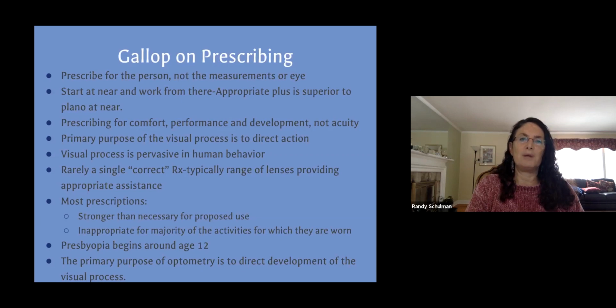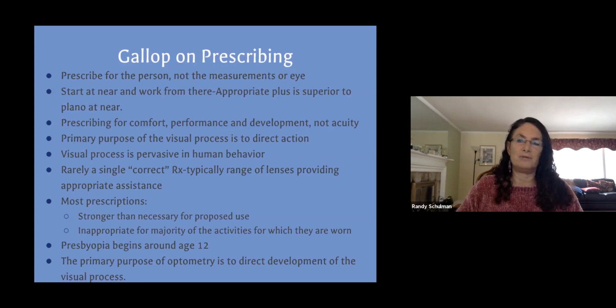The primary purpose of the visual process is to direct action. Again, that's a summary of Kraskin's philosophy. And that vision is pervasive in human behavior. We're using vision for everything. He also talked a lot about there's really never one prescription that's going to be perfect for everything. So he said that there's typically a range of lenses that would work depending on what the task is, what the distance is. And generally speaking, most prescriptions are stronger than necessary for their proposed use, and they're inappropriate for the majority of activities for which they are given.